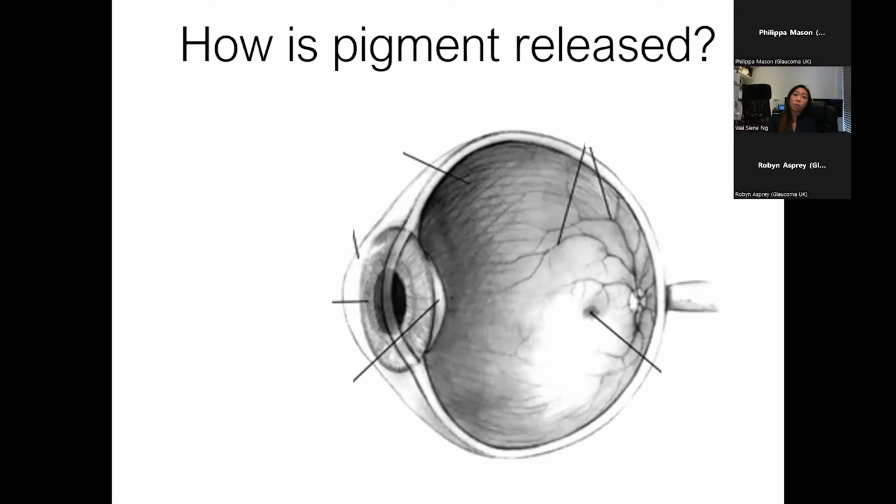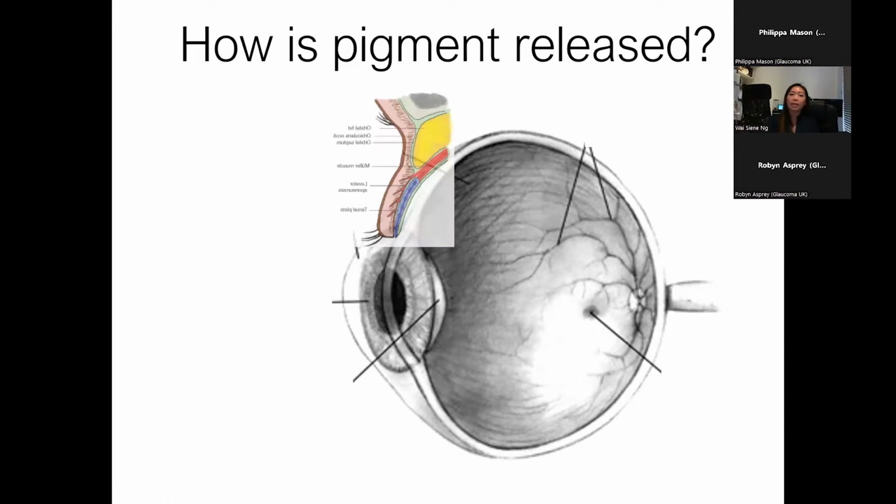Now, a common question is, how is pigment released? To answer this question, I'm going to have to take you back to medical school very quickly. No, I'm kidding. You might wonder how this works in a normal eyeball. I will give you a whistle-stop tour of the normal eye. So here's a picture of a normal eye. Now to orientate you, we add a little bit of your eyelids here.